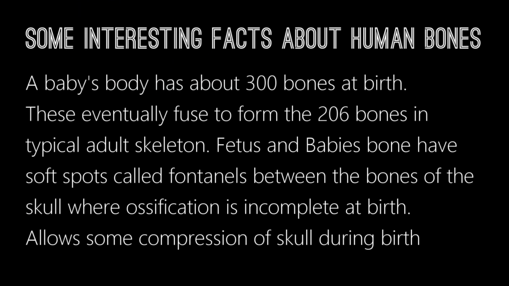Some interesting facts about human bones. A baby's body has about 300 bones at birth. These eventually fuse to form the 206 bones in a typical adult skeleton. Fetus and baby bones have soft spots called fontanelles between the bones of the skull where ossification is incomplete at birth. This allows some compression of the skull during birth.